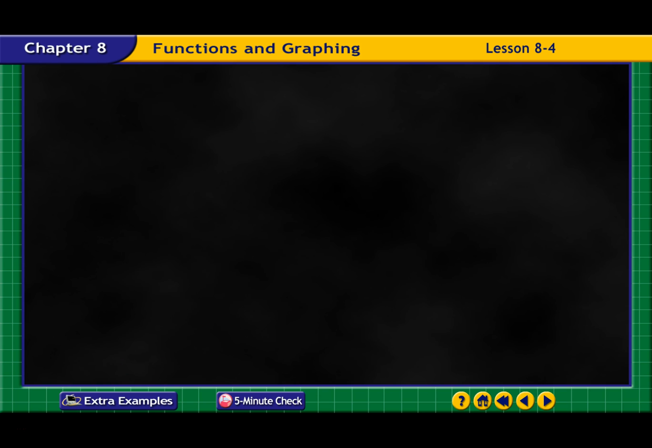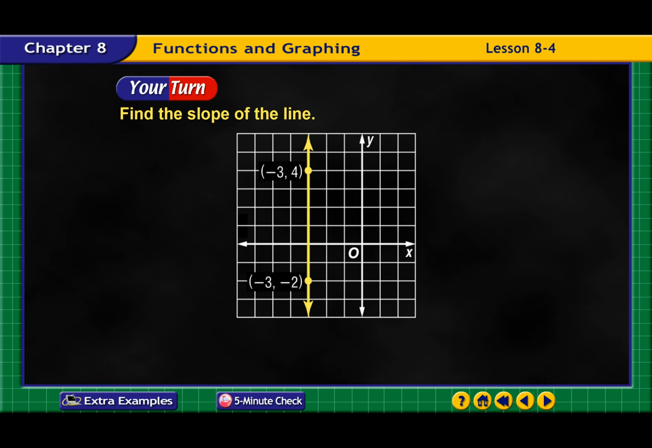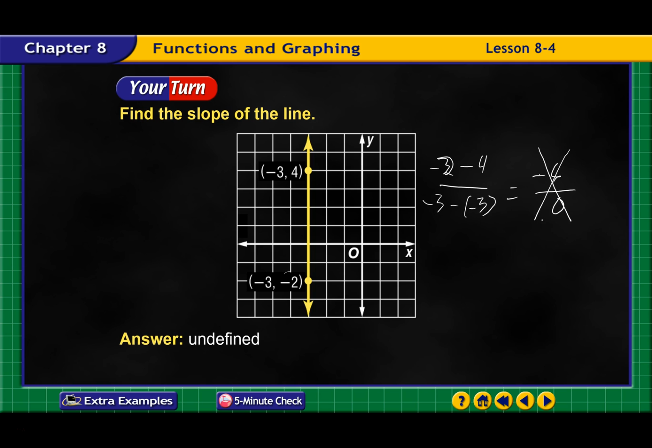There we go. Your turn. Try it. Go. In this case, I'm just going to speed through this again. So let's go -2 minus 4, and then -3 minus a -3 comes out to -6 over 0. Can't do it. The slope is undefined.